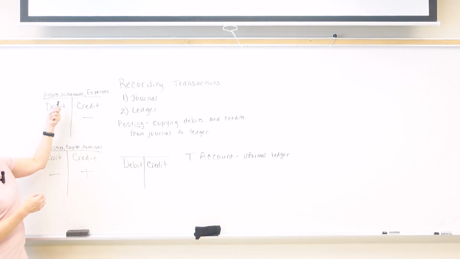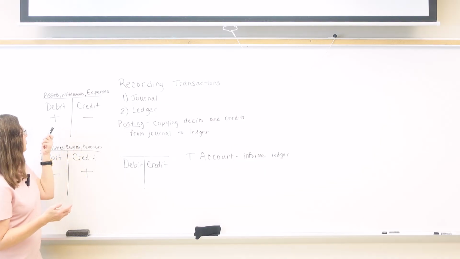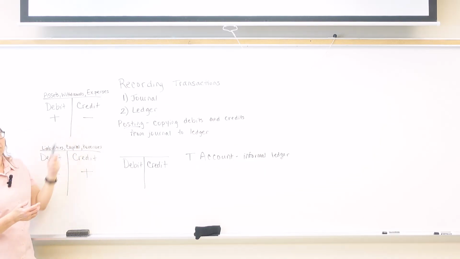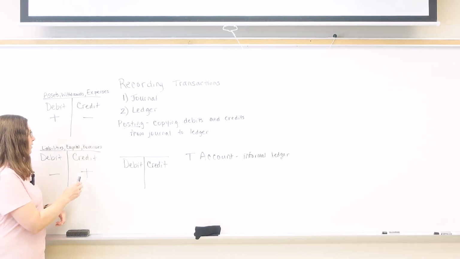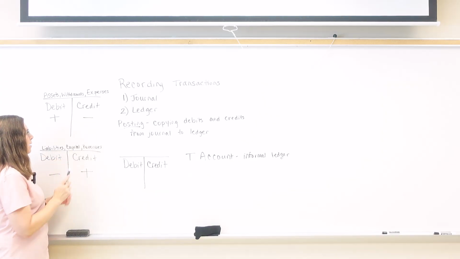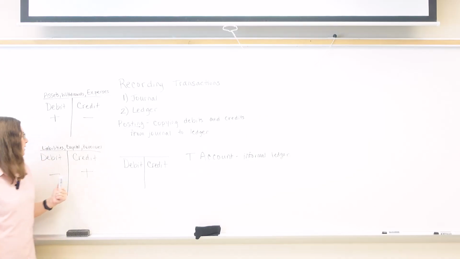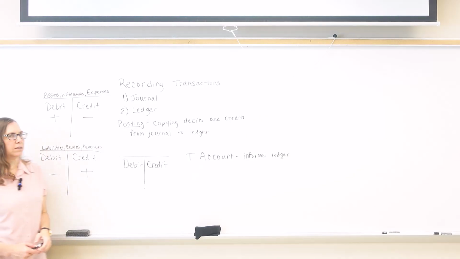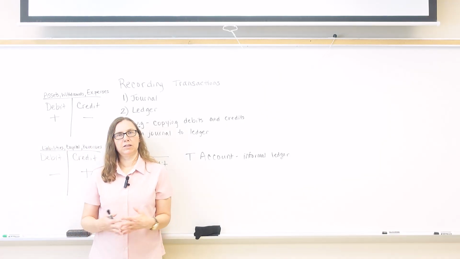If it's an asset, a withdrawal, or an expense, you would be adding to those accounts with debits, subtracting from them with credits. Everything else is the opposite. If it's liabilities, capital, or revenues, you add to those with a credit, subtract from those with a debit. So I already put that all on the board. I've already talked about that. I've already done some examples.